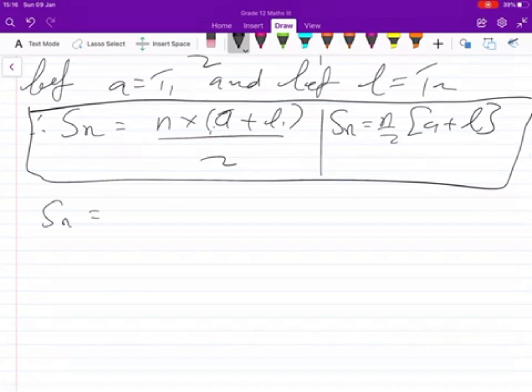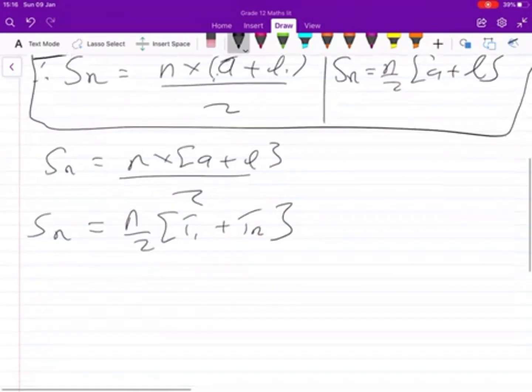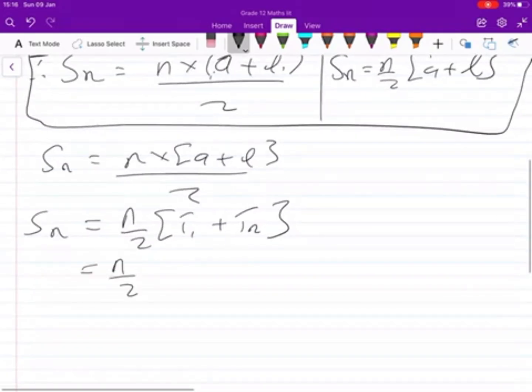Well, since we have Sn equals n times (A plus L) divided by 2, Sn is the same as n over 2 times... let me just write it this way. It's the same as n over 2, and we know that A is just T1, and we know that L is just Tn. Okay, so this is the same as n over 2.